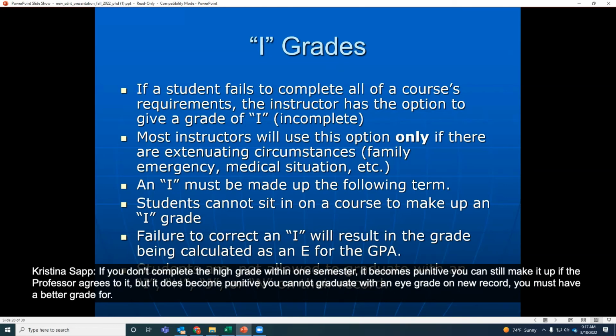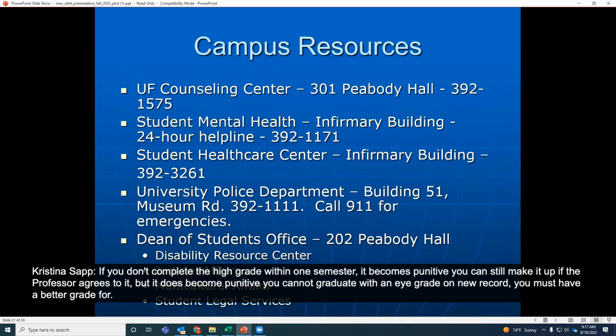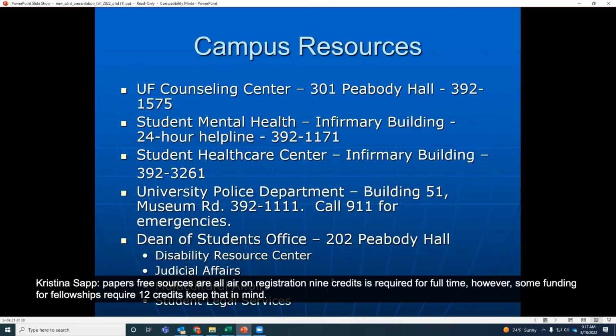If you don't complete the I grade within one semester, it becomes punitive. You can still make it up if the professor agrees to it, but it does become punitive. You cannot graduate with an I grade on your record. You must have a letter grade for it. Campus resources are all there.